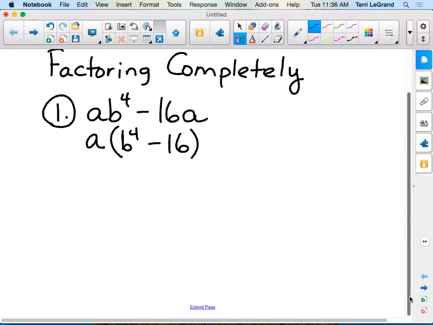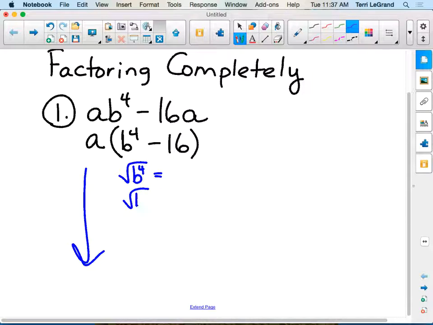Here's our first arrow going down. We're not going to forget about that A. Maybe we'll shorten the arrow later, but arrow it so we don't forget about it. And now we have what we think is the difference of 2 squares. So we're going to take the square root of b to the 4th and the square root of 16. Square root of b to the 4th is? B to the 2nd. Square root of 16 is? 4.